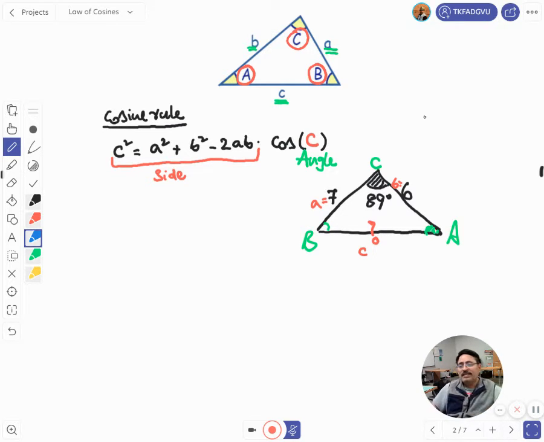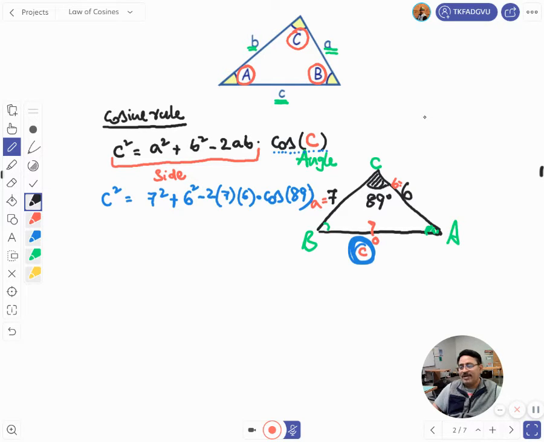So, c value I don't know. So let it be c square equals a square. What is the a value? You see that it is 7 square. What is the b value? It is 6 square, minus 2 times a times b, 6, times cos C. Please don't forget here I have to take the angle value, therefore this is multiplied by cos C. What is C here? 89 degrees.